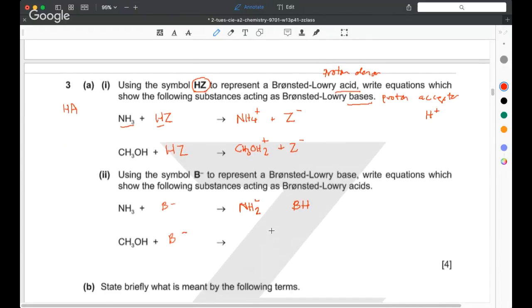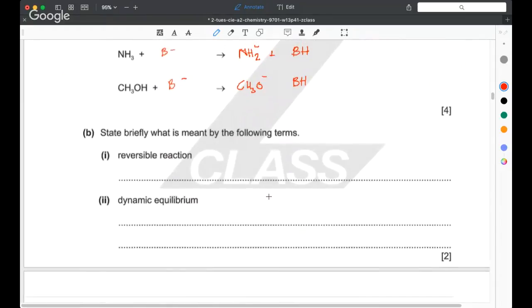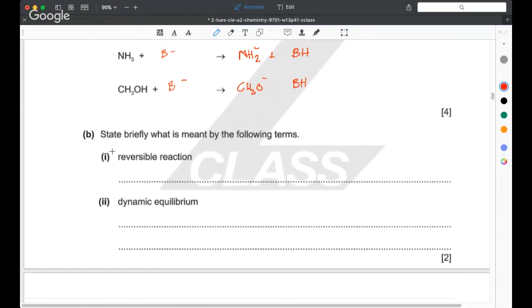Again, this looks unfamiliar, but you just got to hold your nerve, knowing that the Bronsted and Lowry base is a proton acceptor, hydrogen ion acceptor. Same for this one here. The base is going to accept a hydrogen ion, and that must mean that the methanol here has lost a hydrogen ion. It's donated it. So that gets a negative charge on there. Okay, so these things you can look up because you've got some definitions to give here.